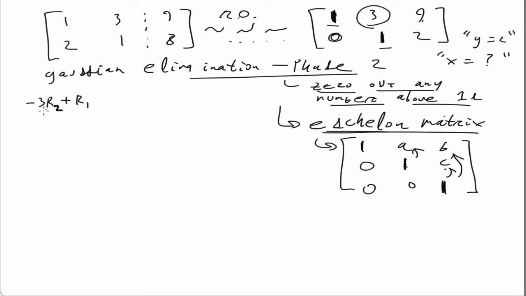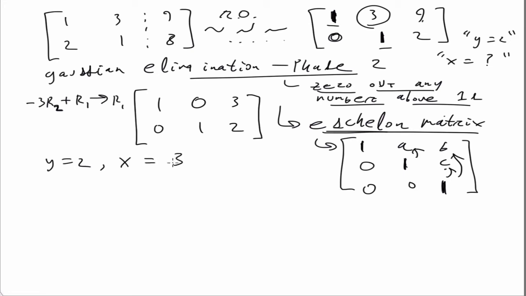So I'm going to add negative 3 row 2 to row 1 and make that the new row 1. So what I can do is go 1, 0, 1, and then that makes a 0 there. Then I multiply negative 3 by 2, and that gives me negative 6. And I add it to 9, that gives me a positive 3. And now we see here that y is in fact 2, and that x is equal to 3. All right, there's our solution.